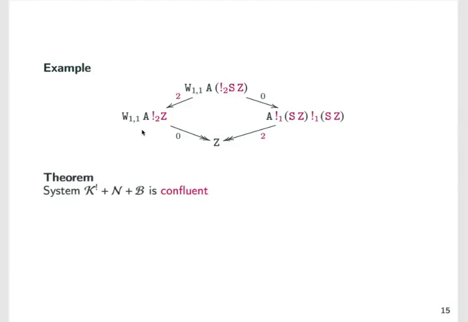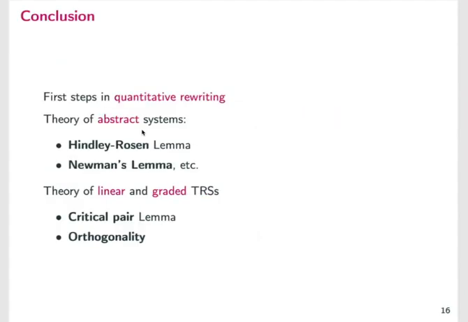And that's no coincidence, because the system that we have, this graded refinement of our original system, is indeed confluent. And as for the linear case, this follows from a very general theory in which we have these proof techniques like orthogonality, critical pair lemmas, critical pairs, and so on, that hold in the setting of graded quantitative systems.